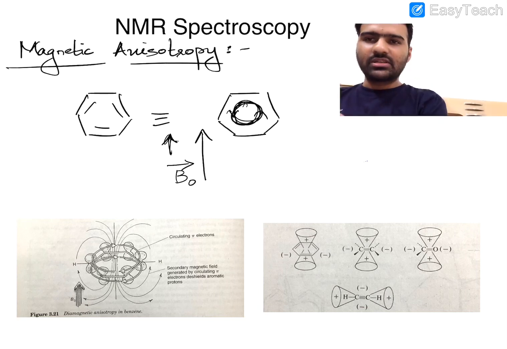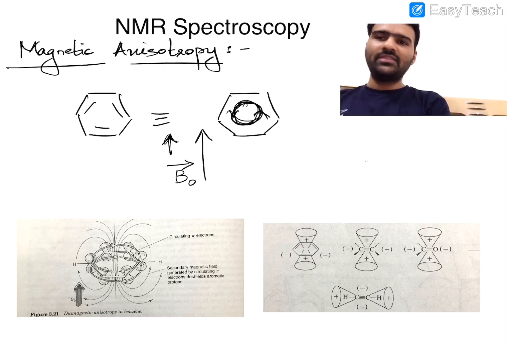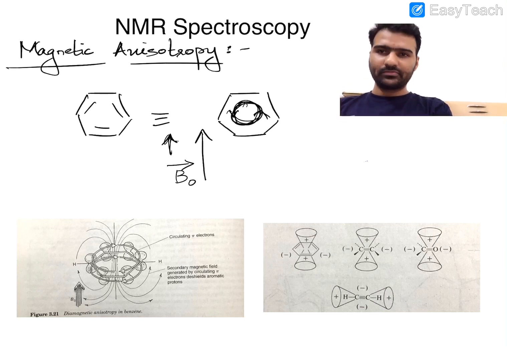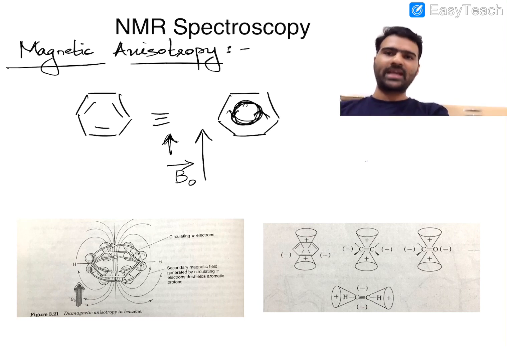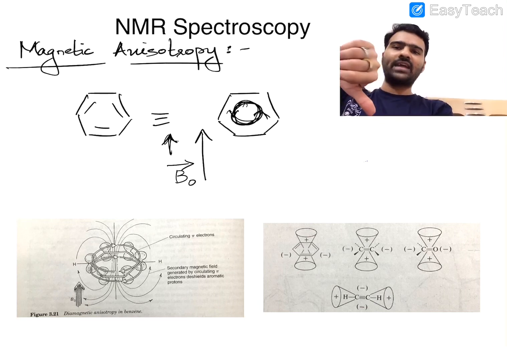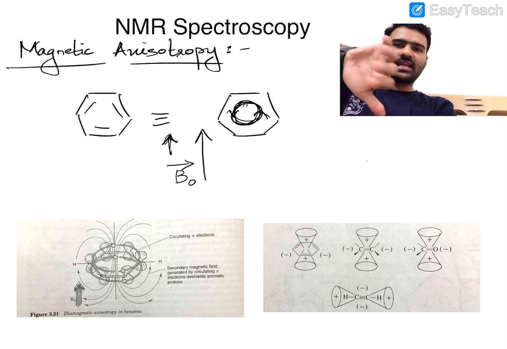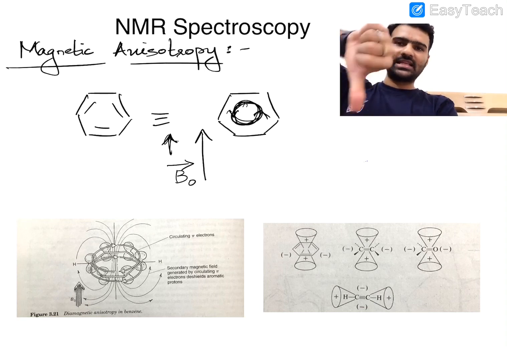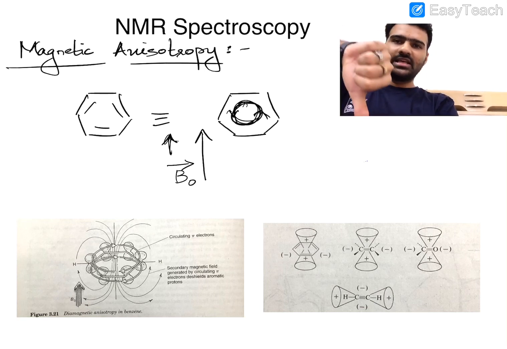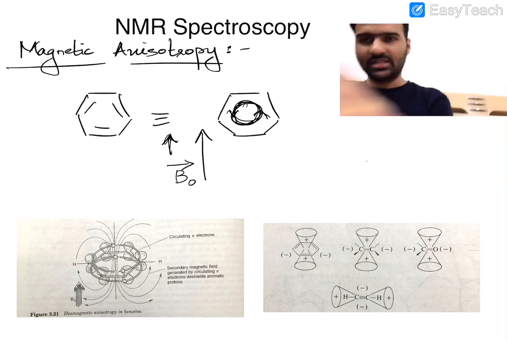Now, because these charged electrons are making a clockwise or counterclockwise motion, they will try and produce a magnetic field of their own. This is called an induced magnetic field, and the direction of the induced magnetic field is given by the left hand rule, in which if this is the direction of movement of the electrons, then the induced magnetic field is going to be generated in the downward direction.